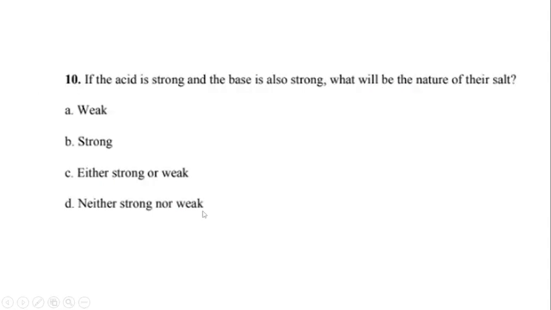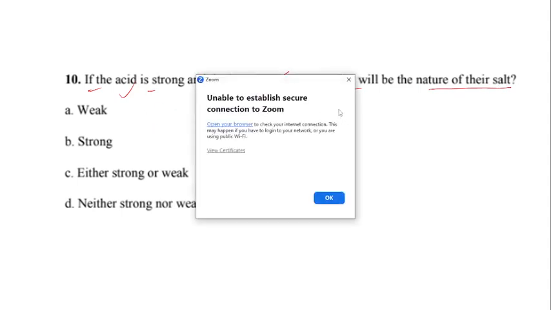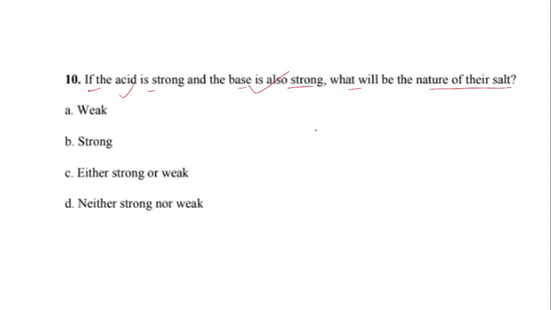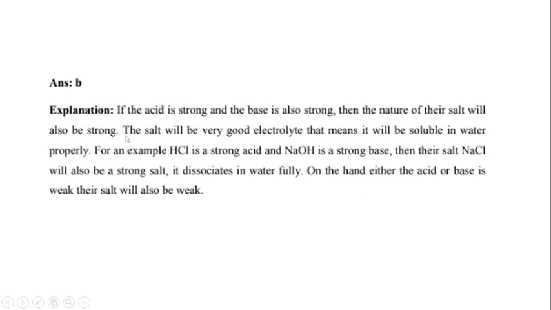Okay, clear. Finally, the last question is: if the acid is strong and the base is also strong, what will be the nature of their salt? If the acid is strong and the base is also strong, obviously the salt will also be strong. We can understand by one example. Suppose HCl and NaOH, it will give you NaCl, so NaCl will be strong. So strong is the right answer. B is the right answer.